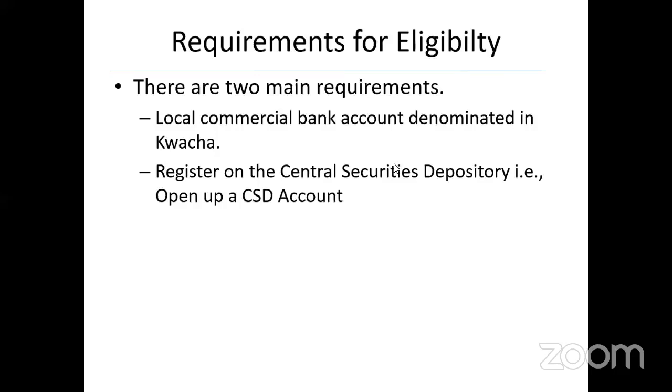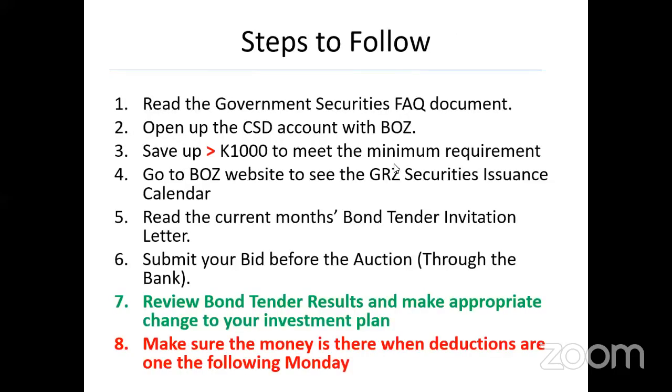Now from here, I have also highlighted some steps to follow. If you go through these steps, typically you should be able to buy your first bond. The first thing that you are going to do before buying anything is go ahead and research, read information. In terms of research, read the government securities FAQ document. This document answers a whole lot of questions, and I'll show it in a moment.